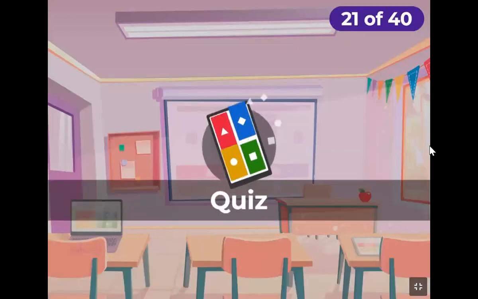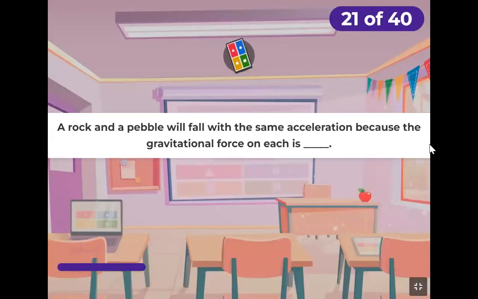All right, lots of points. 21. Rock and pebble will fall with the same acceleration because the gravitational force on each is.